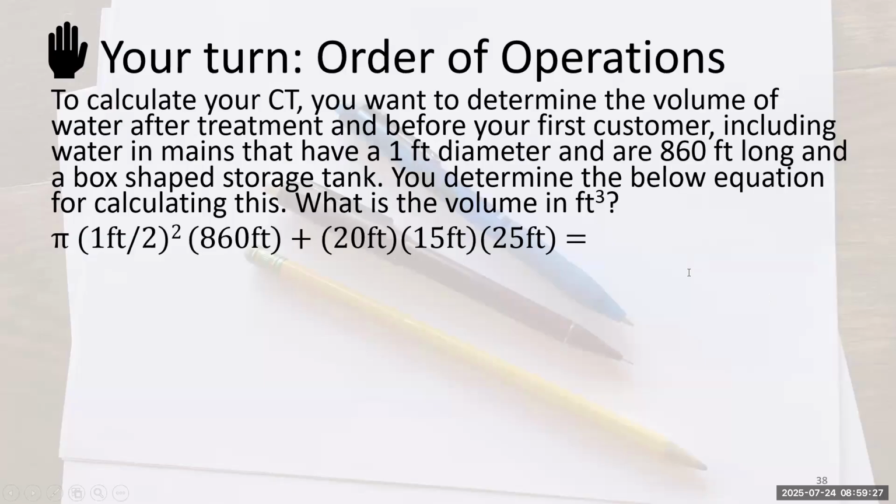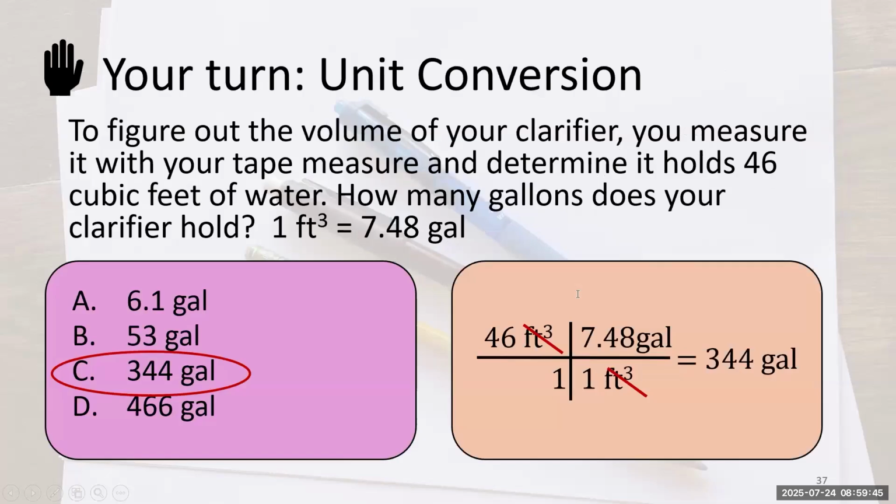And just how we have units here, all we have to do is put that little exponent after the unit, which is feet squared. And the next thing that we would want to tackle is the multiplication part of things, so pi times 0.25. And then you could also multiply those two things by the 860 feet.